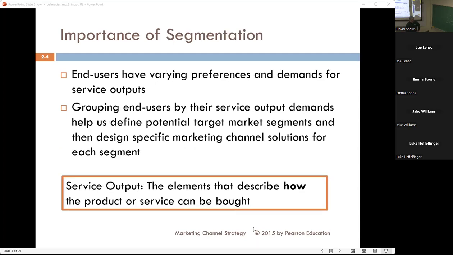So this is just basic stuff. The end users really have varying preferences and demands in their service outputs. The things that they want are more important than others. Some of us would not be caught dead inside a Walmart or a Costco and others relish it, and others just simply stand it because they don't have any other place to go. But knowing those preferences ultimately will help us to decide whether or not we're building a particular channel.